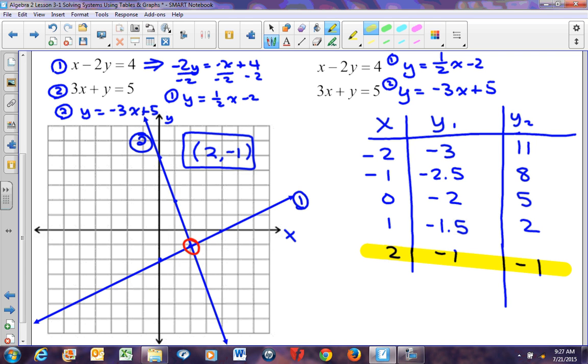You can also use a table using your calculator. It's a little bit faster because it'll do it for you. You still just need to put your equations into your calculator in y equals form, and then go to the table set. And I'll show you how to do that in class.